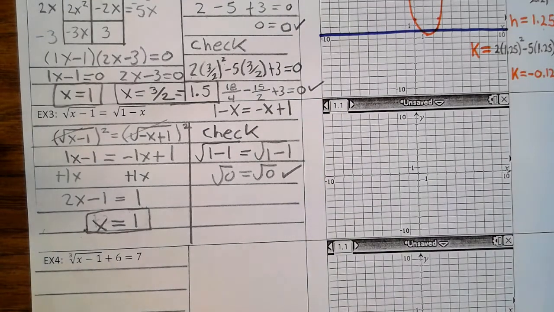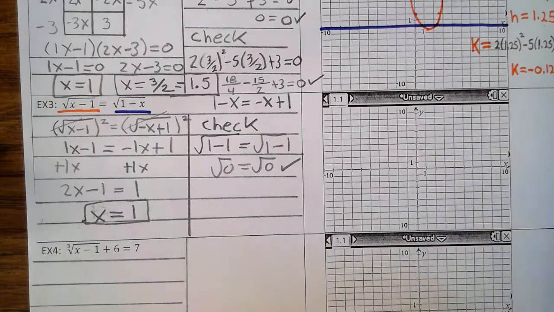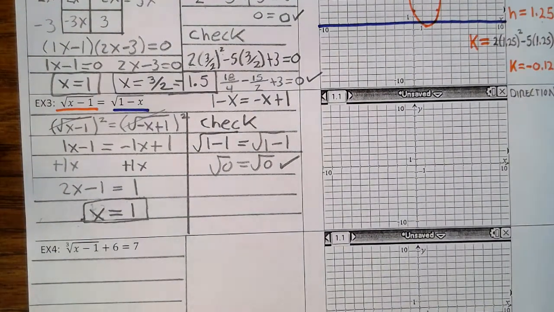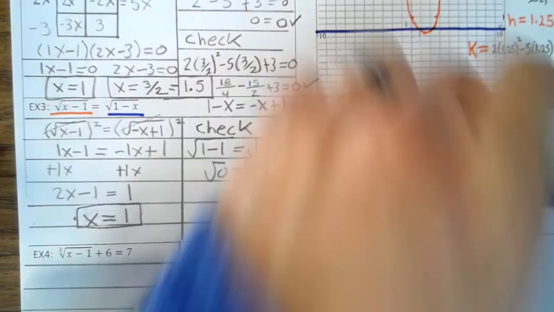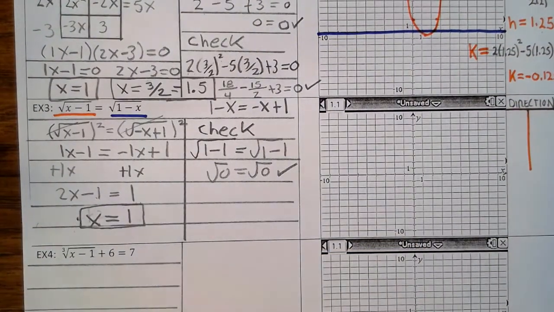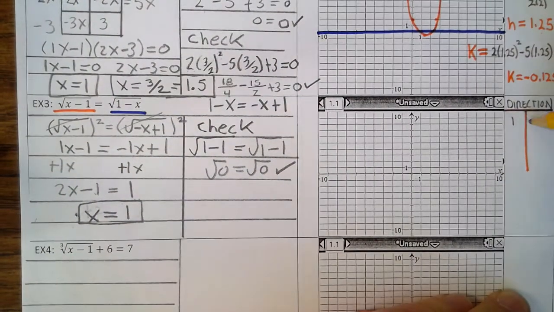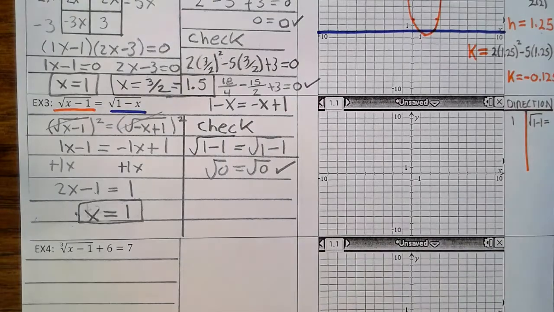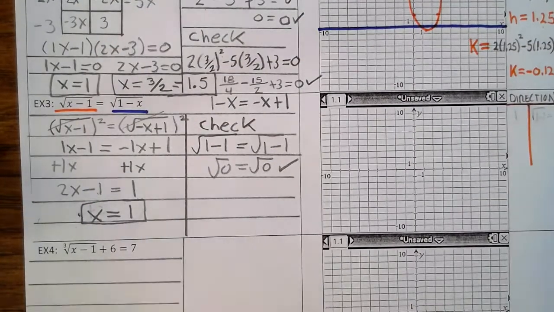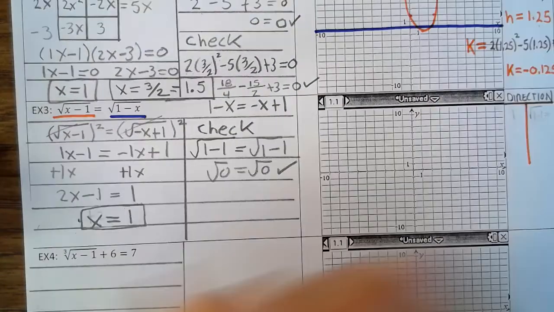All right, so now let's graph. Graph the left side in orange and the right side in blue. Again, we're going to graph by direction. Actually, whoa, no, what am I doing? Graph by direction, I'm sorry. So that minus 1 moves it to the right one. So our new vertex is 1, 0.